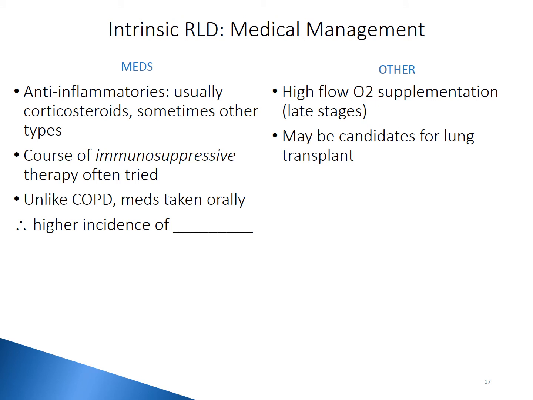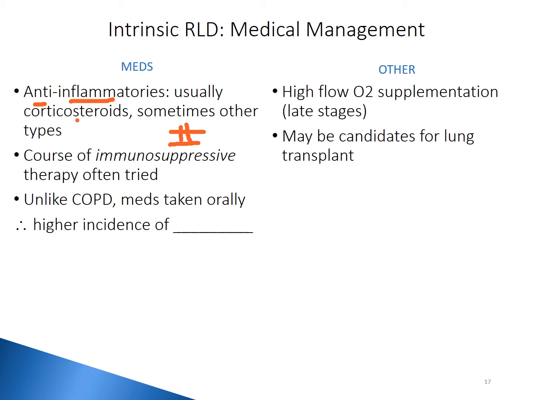So what do the doctors do for restrictive lung disease? Well, seeing how most of the disease processes are inflammatory, the first line of treatment is often anti-inflammatory, and most often corticosteroids, though sometimes other types are used. So why is this relevant for us? Well, we know that prolonged use of corticosteroids may cause osteoporosis, leading to increased risk of fractures. So this is important to remember when planning treatment interventions.